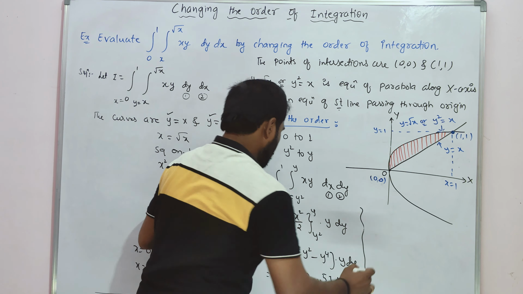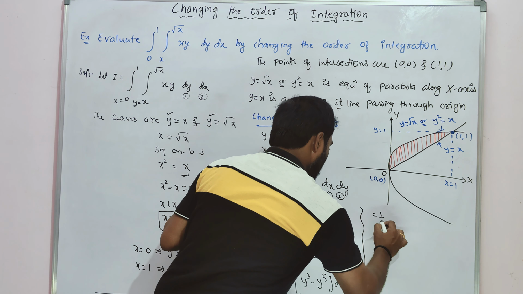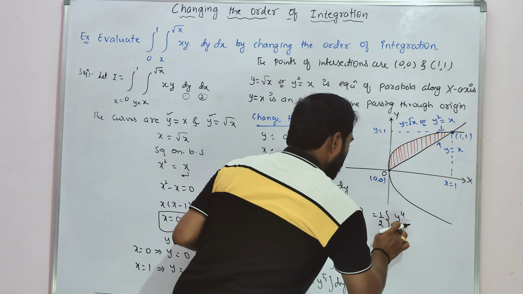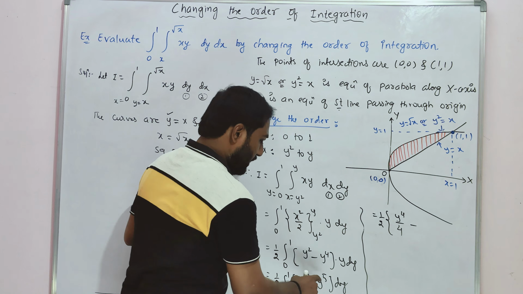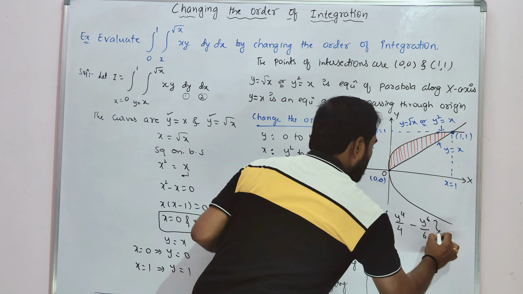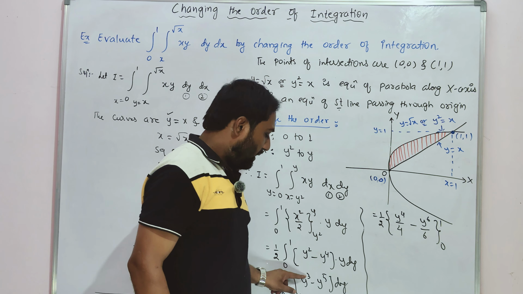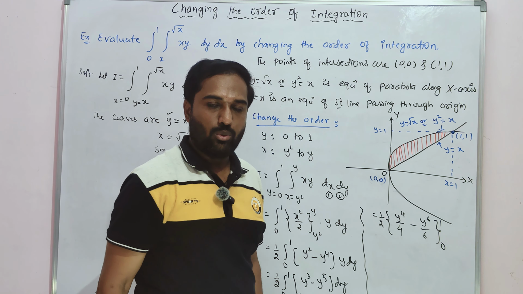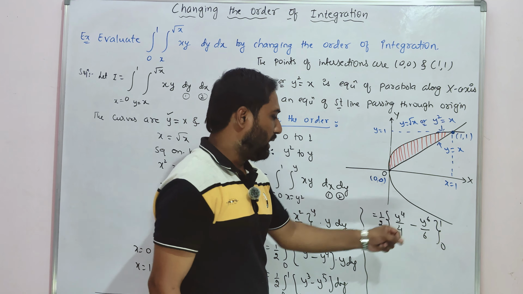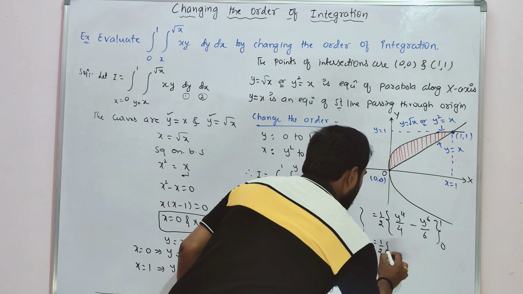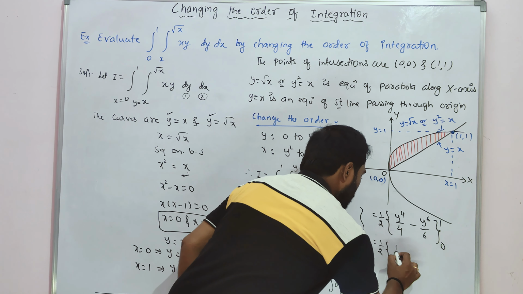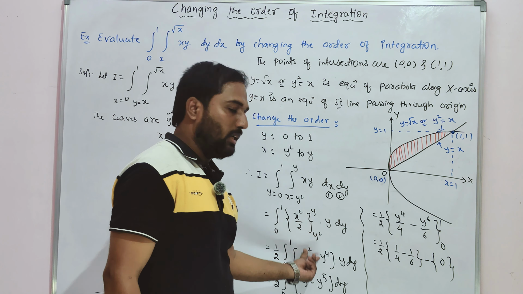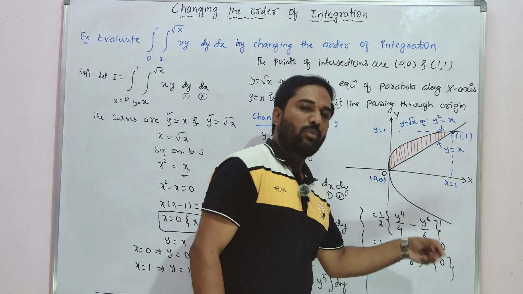Now just integrate it. This implies 1 by 2 as it is. y cube integration will be y raised to 4 by 4, minus y raised to 5 is nothing but y raised to 6 by 6, limit from 0 to 1. Just add 1 to its power and divide by the same, so it is n plus 1 by n plus 1. n is 3, 3 plus 1 by 3 plus 1, same for the second term. Now let us apply the limit. 1 by 2 as it is. The upper limit is 1, 1 raised to 4 is 1, so 1 by 4 as it is, minus 1 by 6. Upper limit minus lower limit, I have already explained. The lower limit is 0, so everything becomes 0.